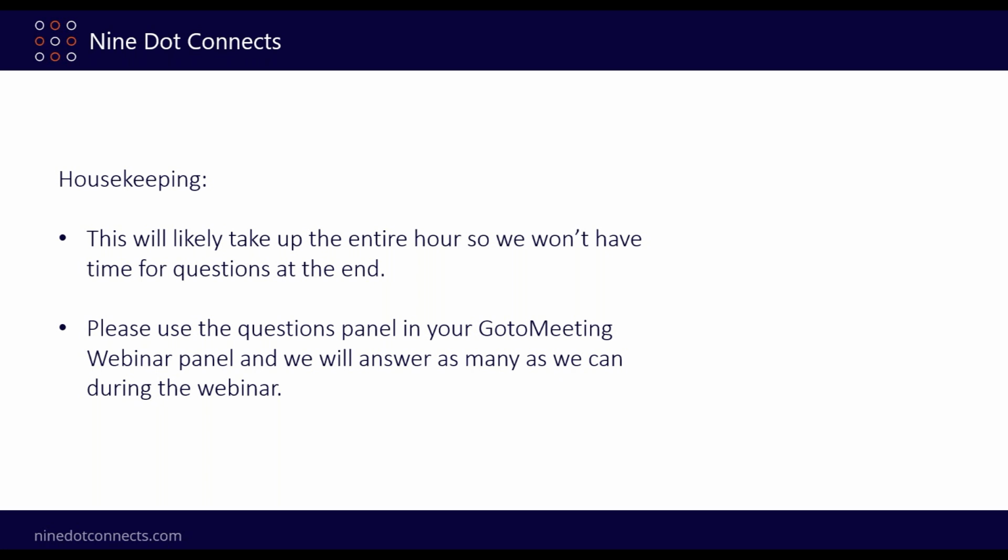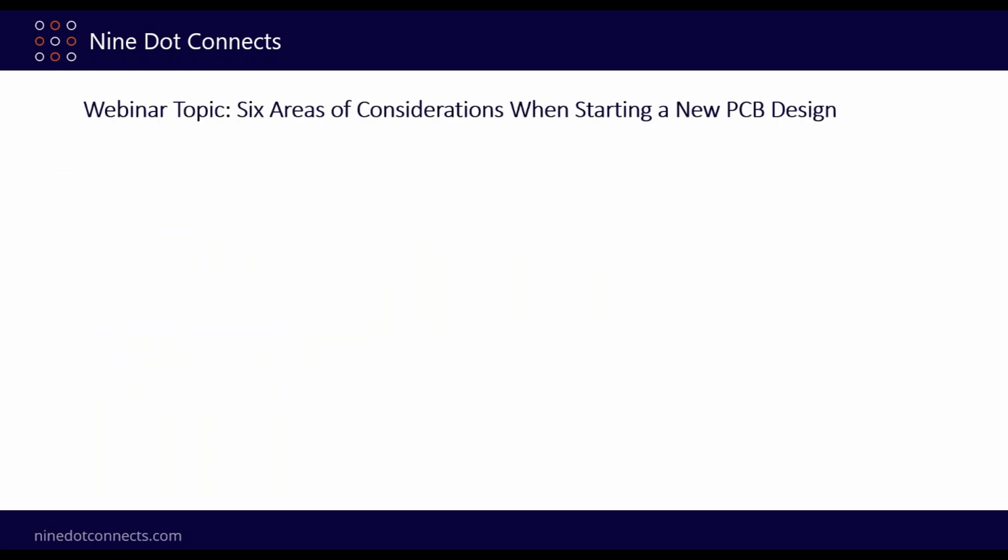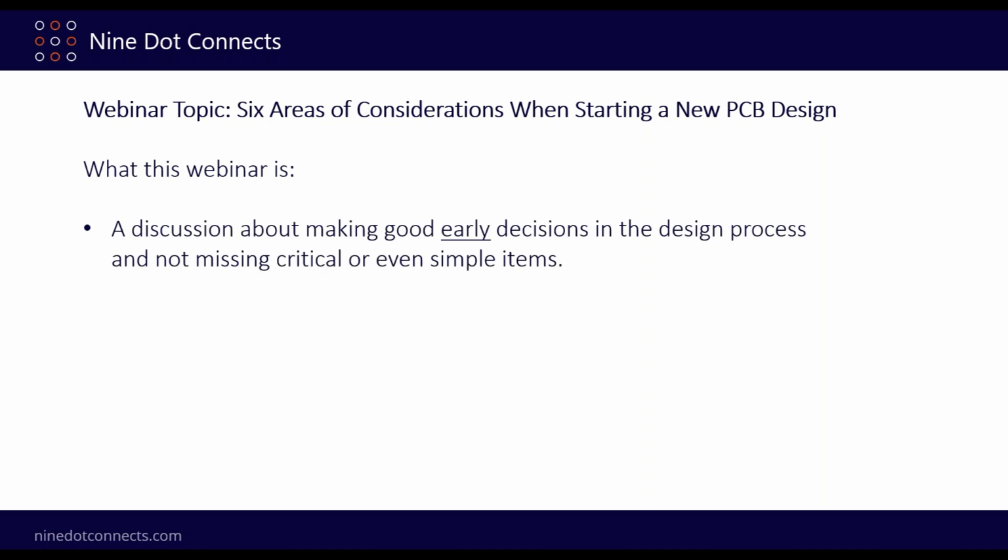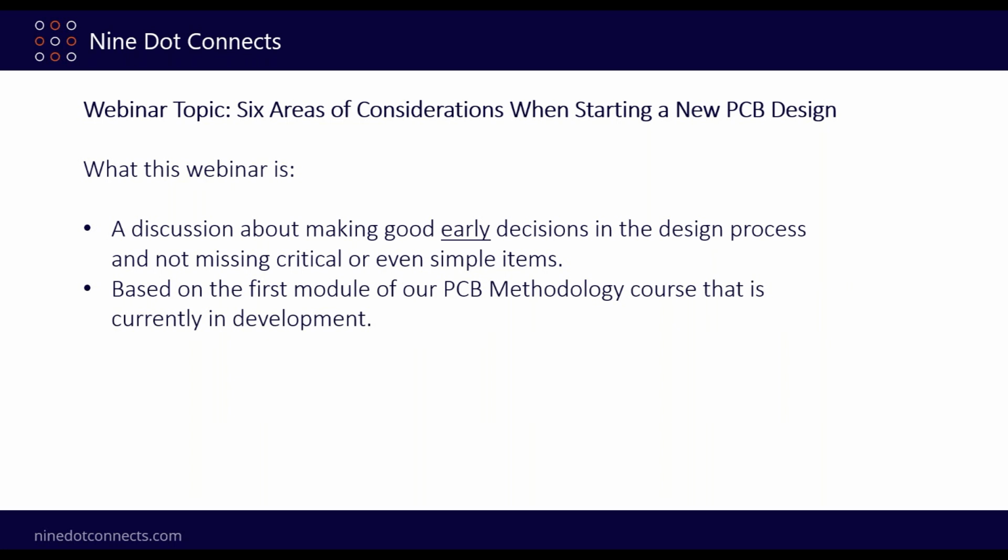So the webinar topic: 6 areas of consideration when starting a new PCB design. This webinar is really a discussion about making good early decisions in a design process and not missing the critical or simple items. So you'll hear me talk a lot about early decisions or the beginning of a design. That is the theme of this webinar. We're not necessarily going to design anything here, but we are just talking about good decisions early on.